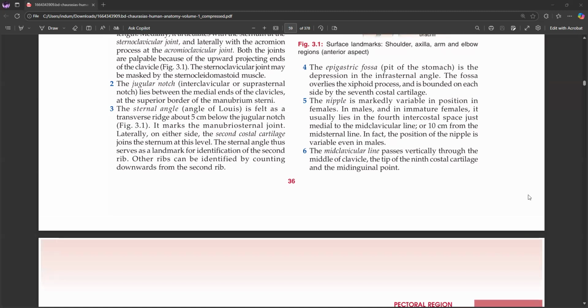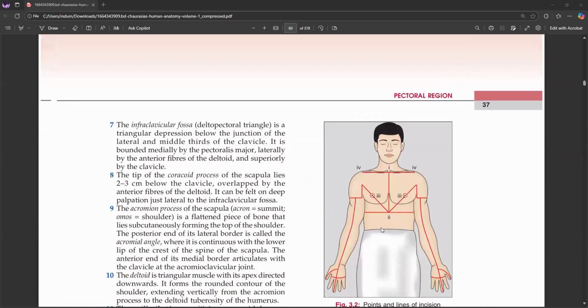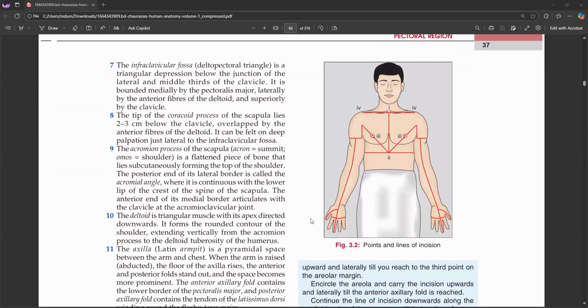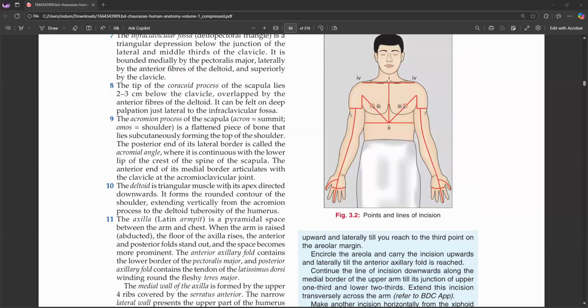Number 6. The mid-clavicular line passes vertically through the middle of clavicle, the tip of the ninth costal cartilage, and mid-inguinal point. Number 7. The infraclavicular fossa, deltopectoral triangle, is a triangular depression below the junction of the lateral and middle thirds of the clavicle. It is bounded medially by the pectoralis major, laterally by the anterior fibers of the deltoid, and superiorly by the clavicle. The tip of the coracoid process of the scapula lies 2 to 3 cm below the clavicle, overlapped by the anterior fibers of the deltoid. It can be felt on deep palpation just lateral to the infraclavicular fossa.